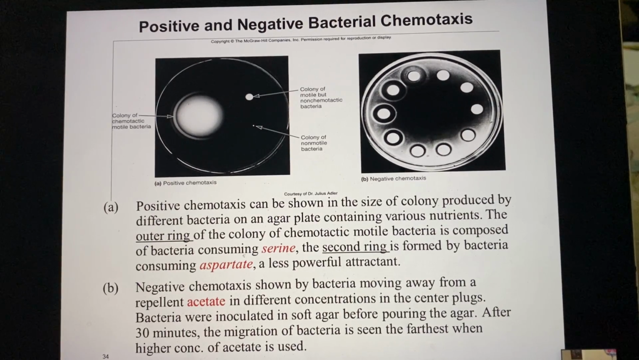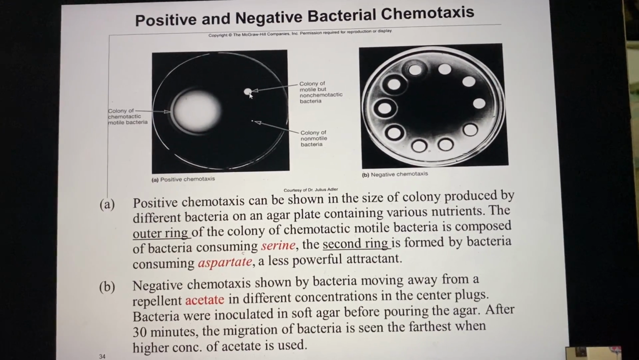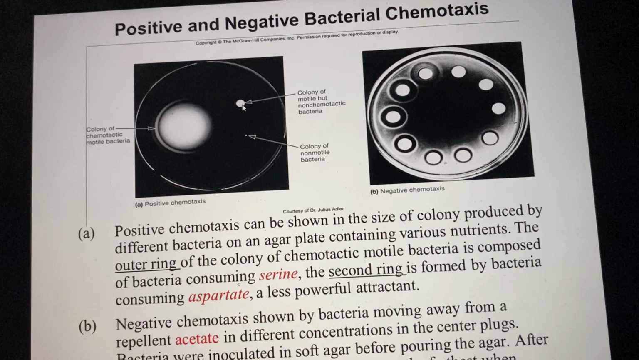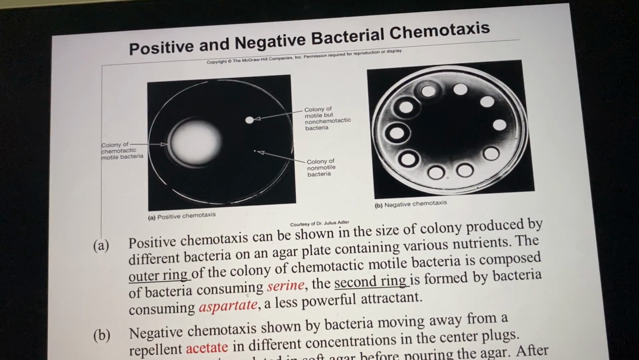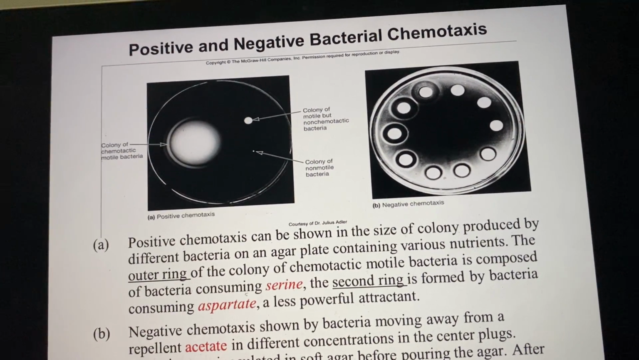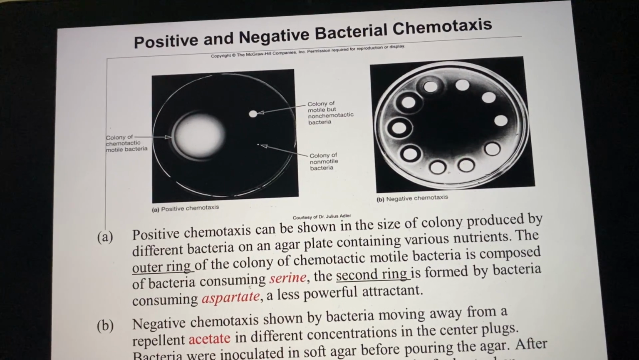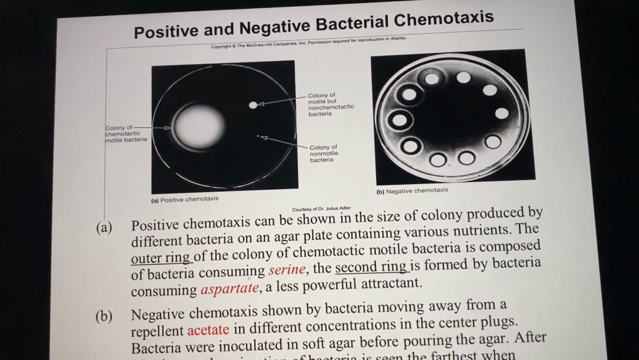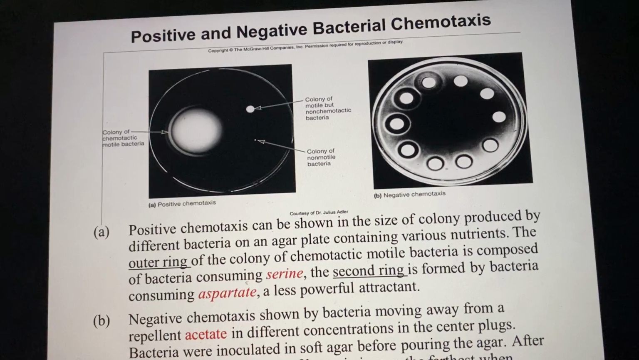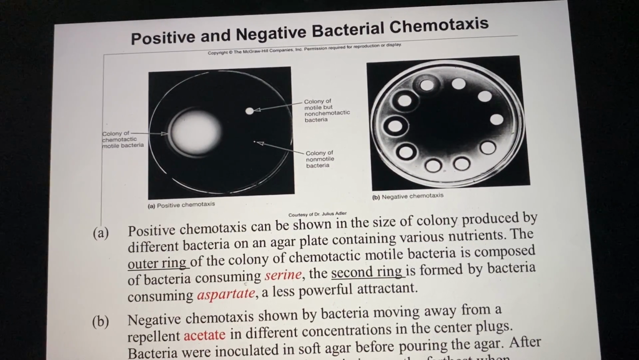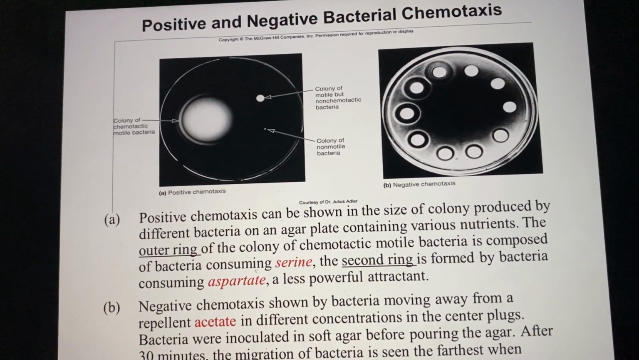This is a colony. The next one up here is the colony of a motile bacterium, but it is not chemotactic. That means it does not have the chemoreceptors. This is probably a mutant, which cannot, so they will be able to move, but only to a certain extent, and the colony is a little smaller.